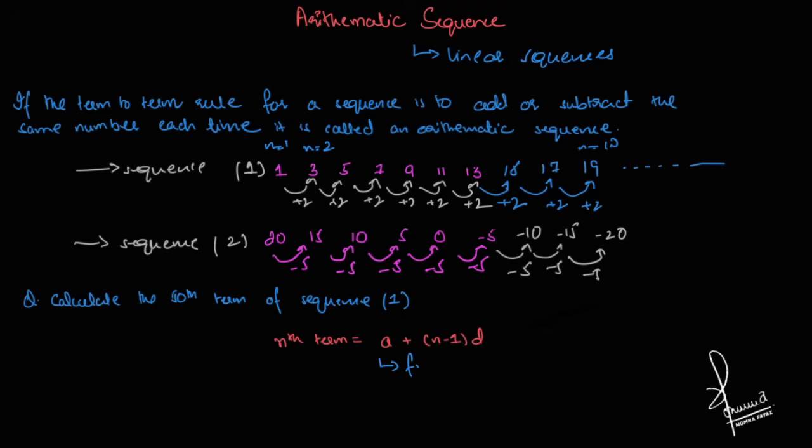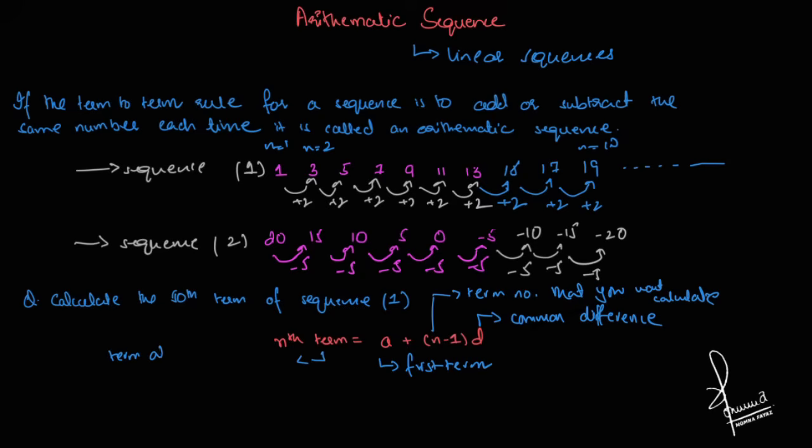a is the first term of a sequence, where your sequence starts. What is d? d is the common difference. It's the number that you are adding or subtracting each time to get to the next term. What is n? n is the term number that you want to calculate. And nth term is basically the term of the sequence you want to calculate.